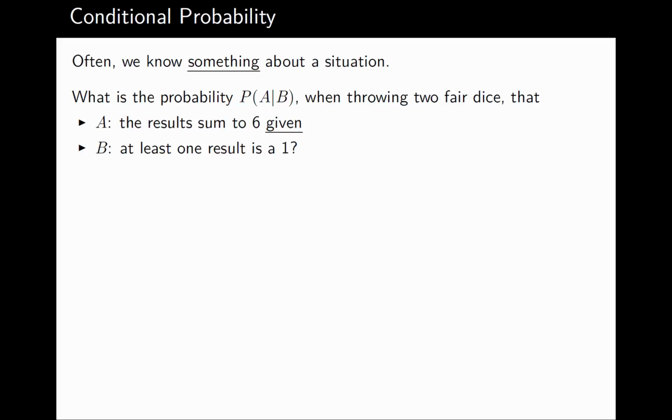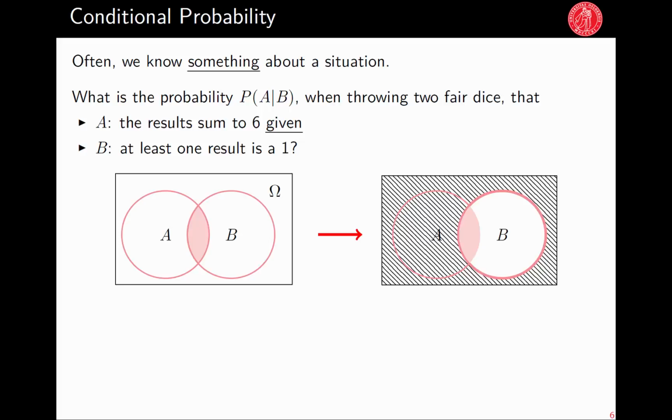Joint probability is the most basic combination of probabilities. Often in a given situation we know something about it, and we would expect that to help us adjust our probabilities. So we'll write that as A given B using a vertical bar. For example, we might ask, what's the probability that the results sum to 6 given that at least one result is a 1? In the Venn diagrams, that takes us from joint probability over here to conditional probability over here.